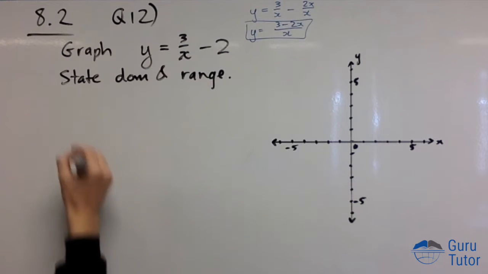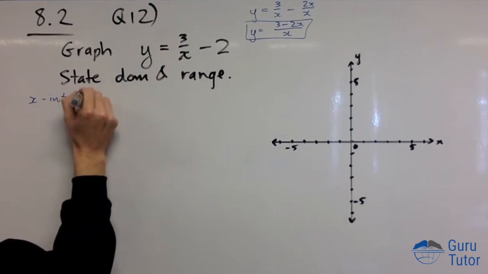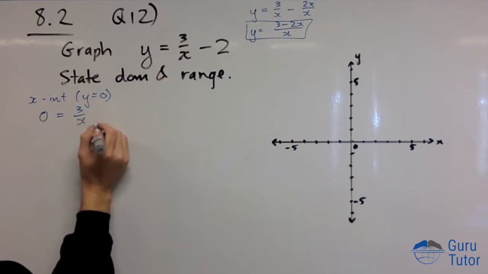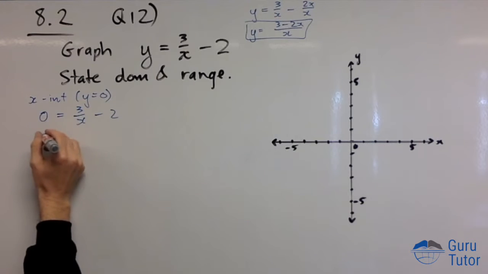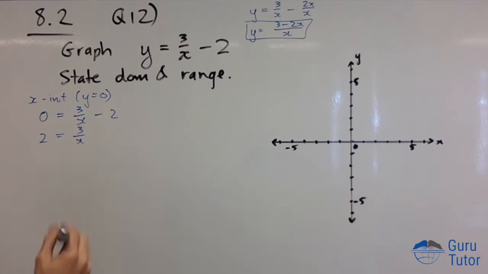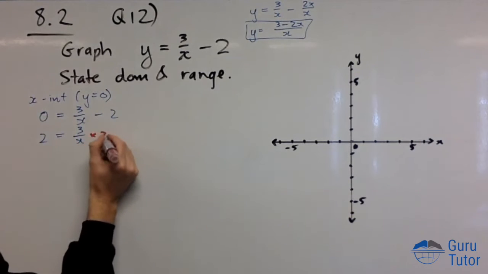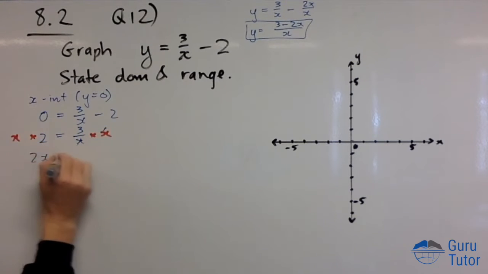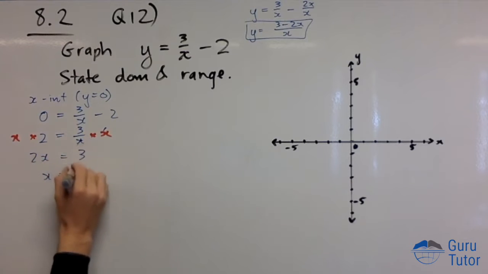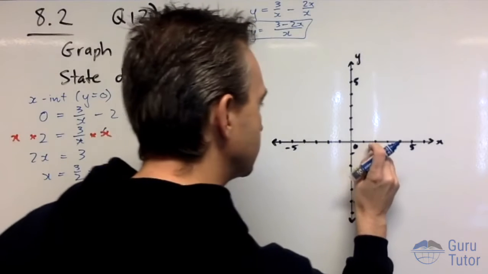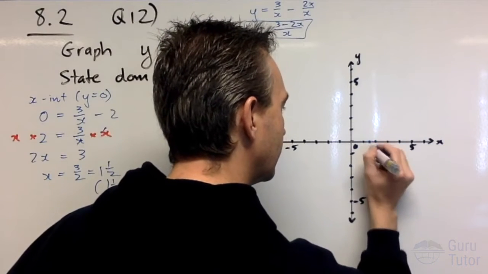So let's do it just like before. X-intercepts. We put y equals 0. So putting y equals 0, 0 equals 3 over x minus 2. Bring the 2 over: 2 equals 3 over x. 3 divided by what equals 2? Just multiply everything by x, times x on the left, times x on the right, and we end up with 2x equals 3, so x equals 3 over 2, or in other words, 1.5. So the x-intercept is 1.5, 0. Let's put that on. It'll be about there, 1.5.